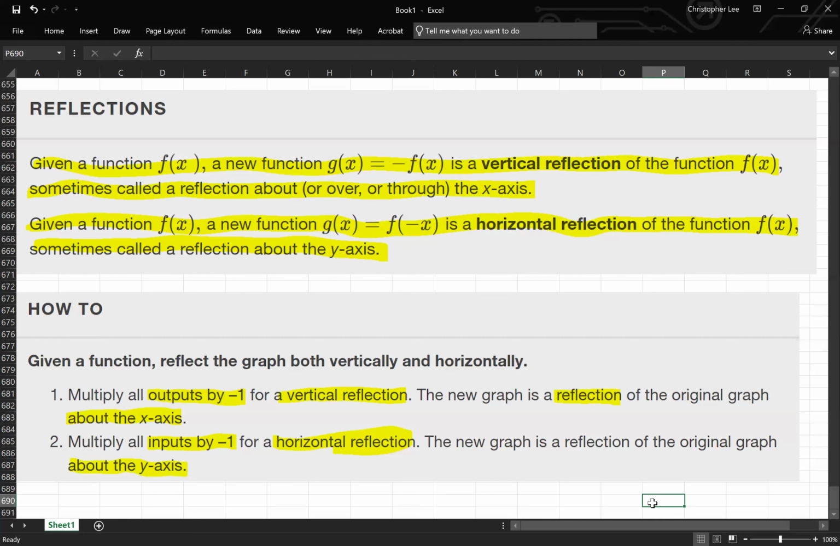So for one of them I'm multiplying -1 times the original function. That's how I get the reflection over the x-axis. The other one I'm multiplying -1 by the input. That's how I get the reflection over the y-axis.